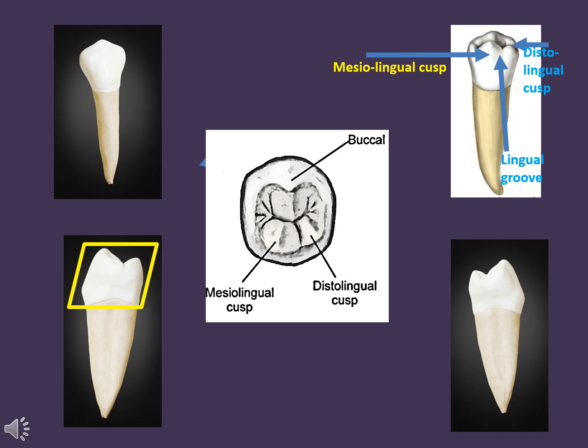Then we have seen about the lingual surface. In the lingual surface, in a 3 cusp pattern, we will be seeing 2 cusps, that is the mesiolingual cusp and the distolingual cusp. Between the mesiolingual and the distolingual, you will see a lingual groove. A single cusp pattern is also seen, that is, only one cusp can be seen from the lingual aspect also.